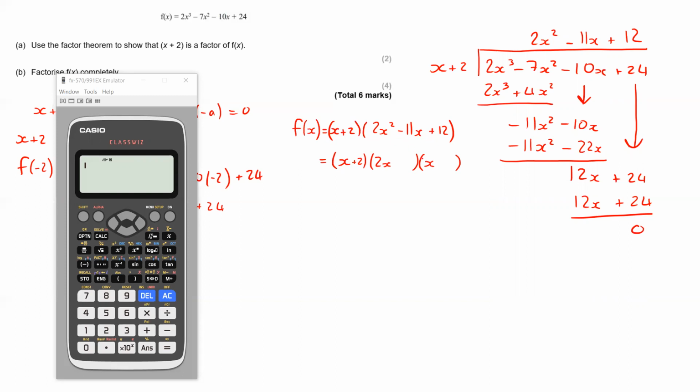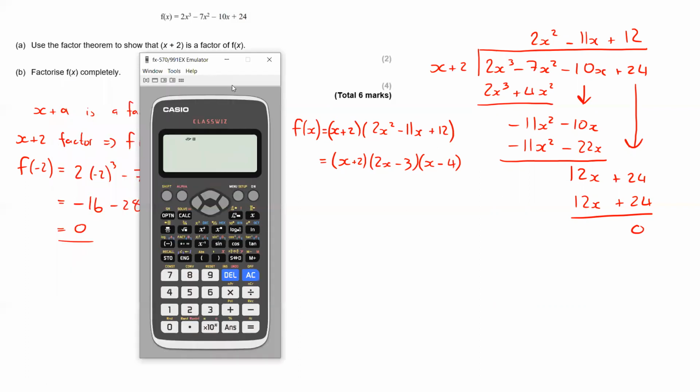So I'm just having a quick think of what this could actually be. 4 and 3 both make 12. So if I make this one a negative 4, and this one a negative 3. Minus times minus, 3 times 4 gives me 12. Minus 4 times 2 gives me minus 8x, and minus 3x gives me this minus 11x. And that's your lot. The other way to do this would be to cheat and use the calculator.